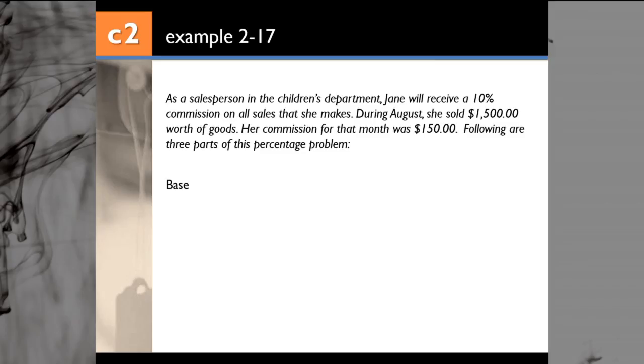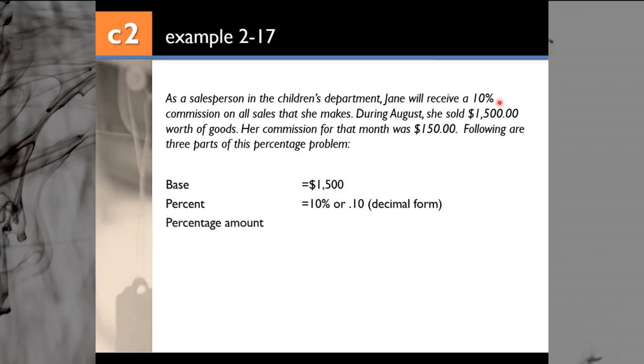So let's look at the solution. What is the base here? You have to think about what's going to be the total amount. In this case, $1,500 is the total sale, so you put that as the base. The second component, percent: how much percentage will she receive as a commission? That is 10%, or you can change it to decimal form. 10% is equal to 0.1.